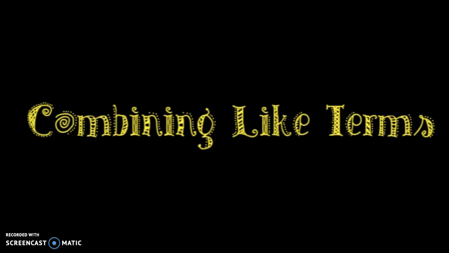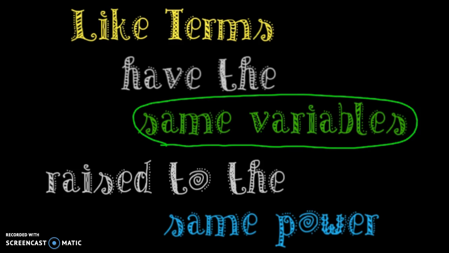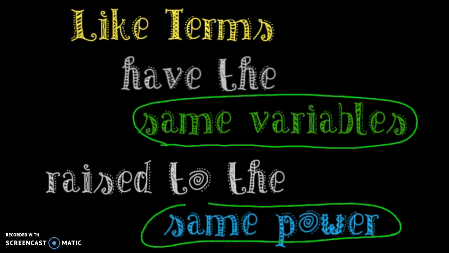All right, in this lesson, you're going to learn about something that you're going to use over and over again in your algebraic career, combining like terms. So it's important to know that like terms have to have a couple characteristics. They need to have the same variable or variables, and they need to be raised to the same power or exponent. So you're going to be looking for those two characteristics, same variable, same power.